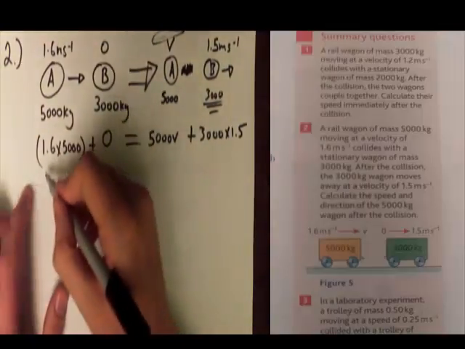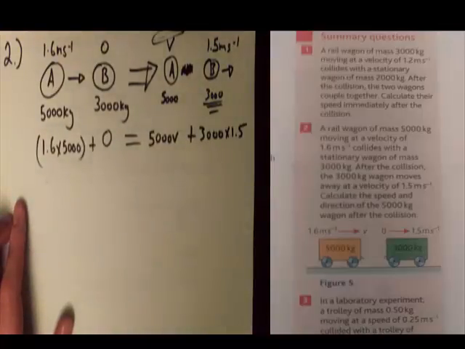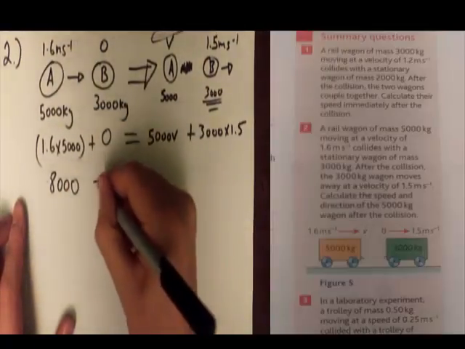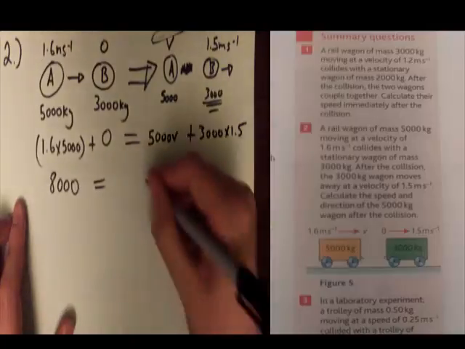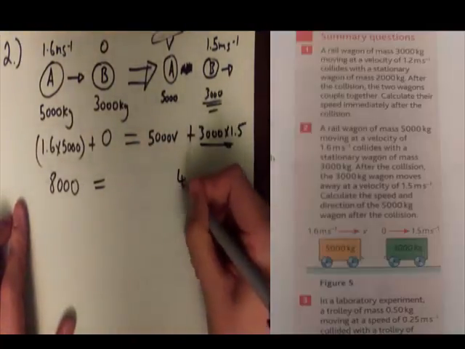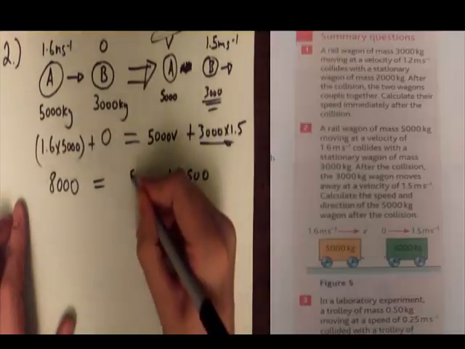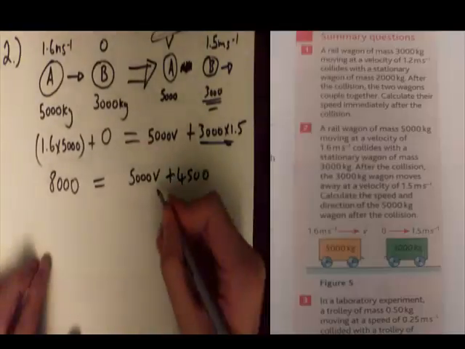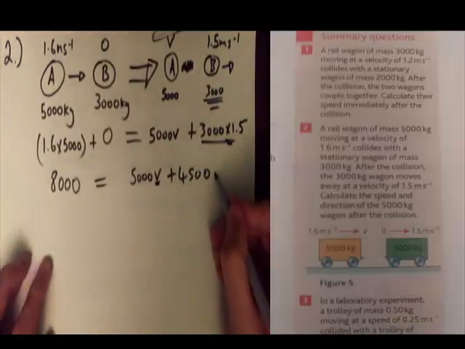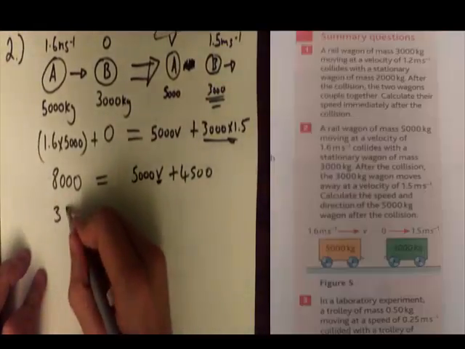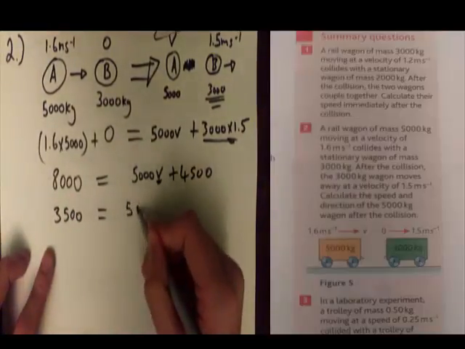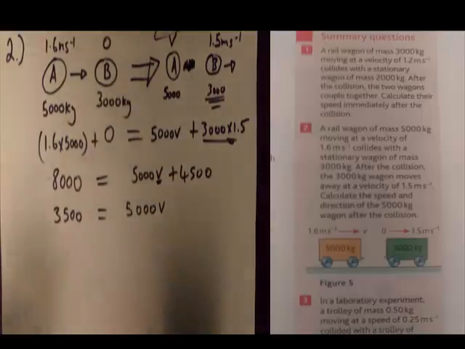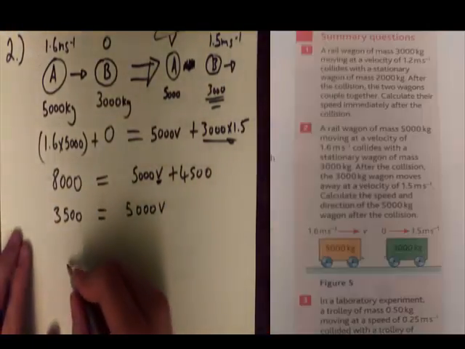So, first we take this, which is equal to 8,000, plus 0 is equal to 4,500 plus 5,000 V. Right. Now, again, we need to get V on its own. So we take away 4,500 from both sides. So we get 3,500 here is equal to 5,000 V. So now we divide by 5,000 again.